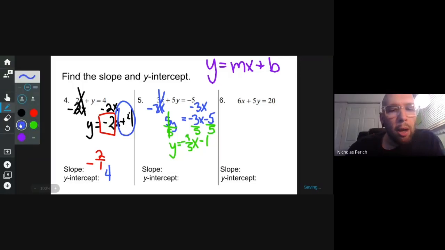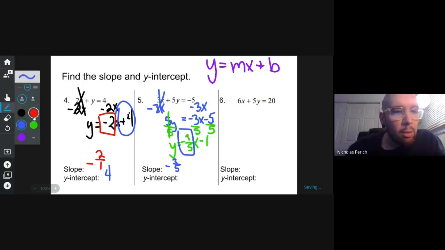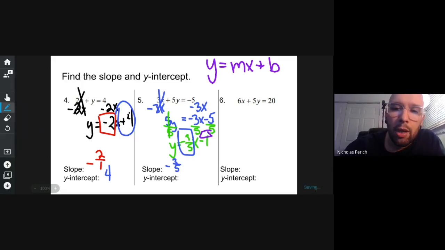Is y all by itself now? Sure is, which means the number in front of x is my slope. So my slope is negative 3 over 5. And my y-intercept is the number that's floating around all by itself, which is negative 1. I was supposed to circle negative 1 there, but I didn't. Oopsie daisies.